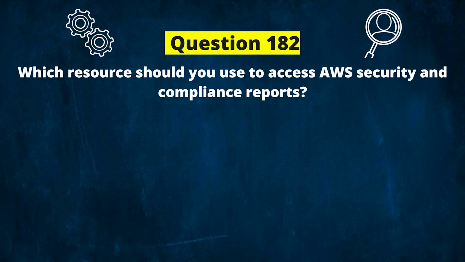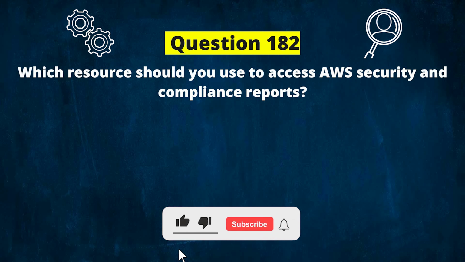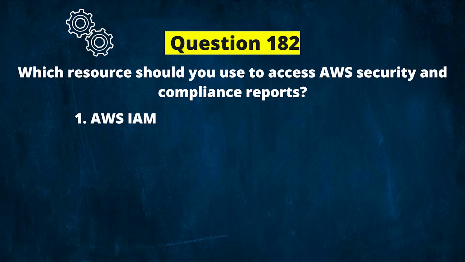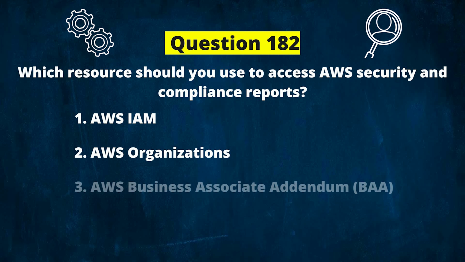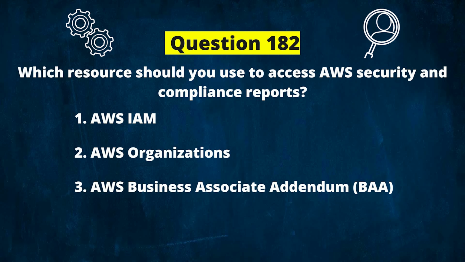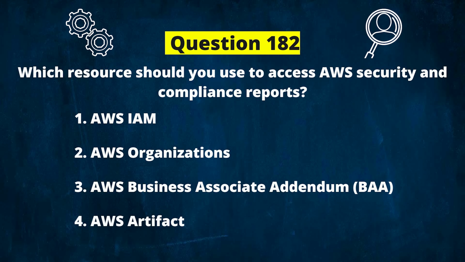Next question. Which resource should you use to access the AWS security and compliance reports? Now the options are: Option 1. AWS IAM. Option 2. AWS Organizations. Option 3. AWS Business Associate Addendum BAA. Option 4. AWS Artifact. And the correct answer is Option 4.